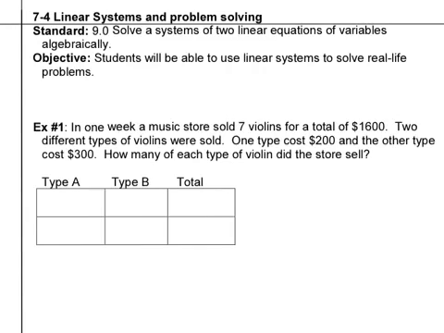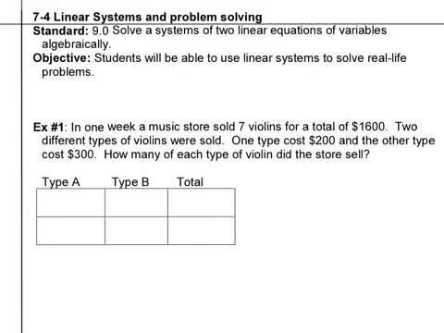In 1 week, a music store sold 7 violins for a total of $1,600. Okay, so right away, we have a total of 7 violins and a total of $1,600. Those numbers are probably going to go here, but let's keep reading. 2 different types of violins were sold. One type cost $200, and the other type cost $300. How many of each type of violin did the store sell? Okay, yeah, those are our totals right there.